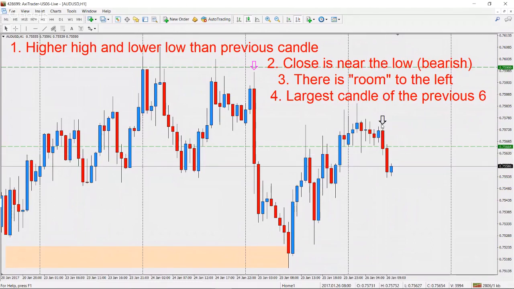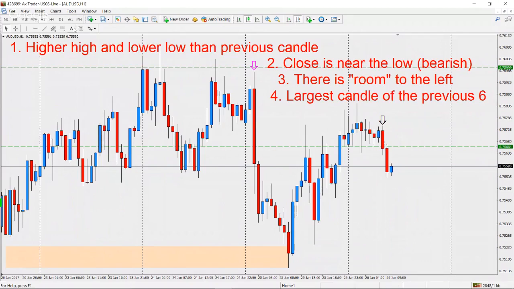Now, this candle is only 13 pips. And in fact, it's not the largest candle of the last 6 because this candle right here, I think, is a little bit bigger. And that's 1, 2, 3, 4, 5 candles ago. So this isn't the largest candle of the last 6, and it doesn't have room to the left.